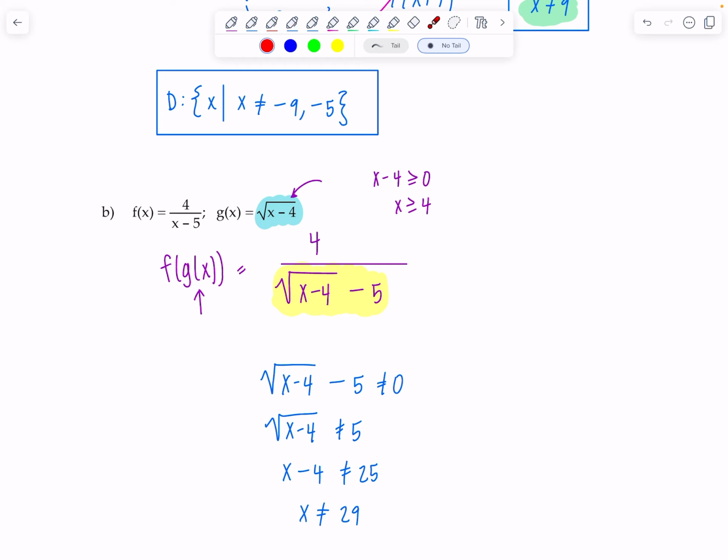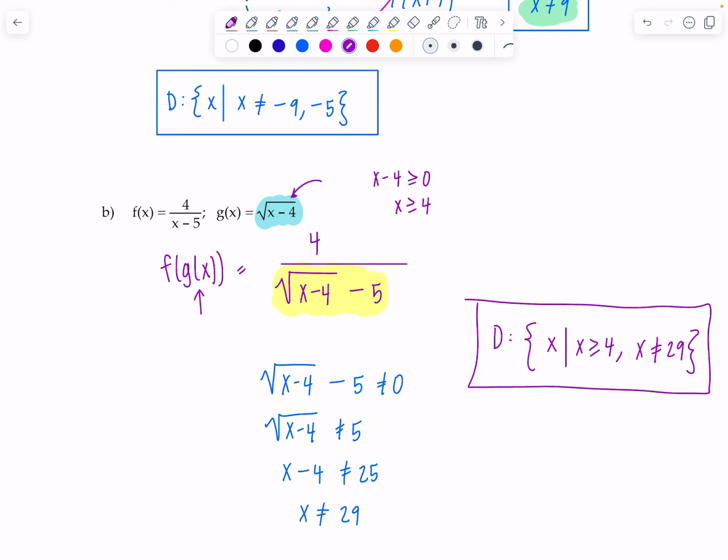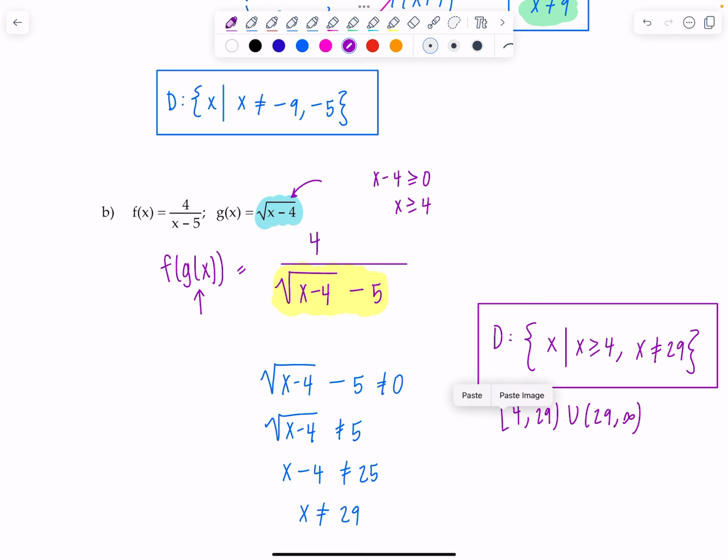29. It's a no-no. It will make the denominator 0, making the whole function undefined. So the domain is all x's such that x has to be greater than or equal to 4 and x is not equal to 29. Some people wrote this in interval notation. That's cool. You would go 4 to 29, union 29 to infinity. Whatever, I didn't care. I didn't say in the directions. I think set builder's easier for these, but you do you.